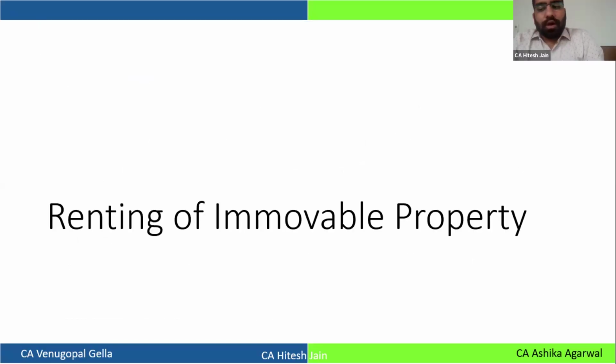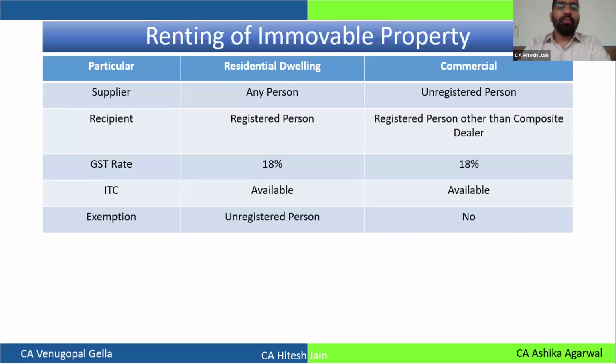Moving forward, now coming to the renting of immovable property. This has been one sector whereby there have been multiple changes in recent years with regard to RCM applicability. First of all, let's classify the immovable property into two parts. First part being the residential dwelling and the second part being the commercial dwelling.